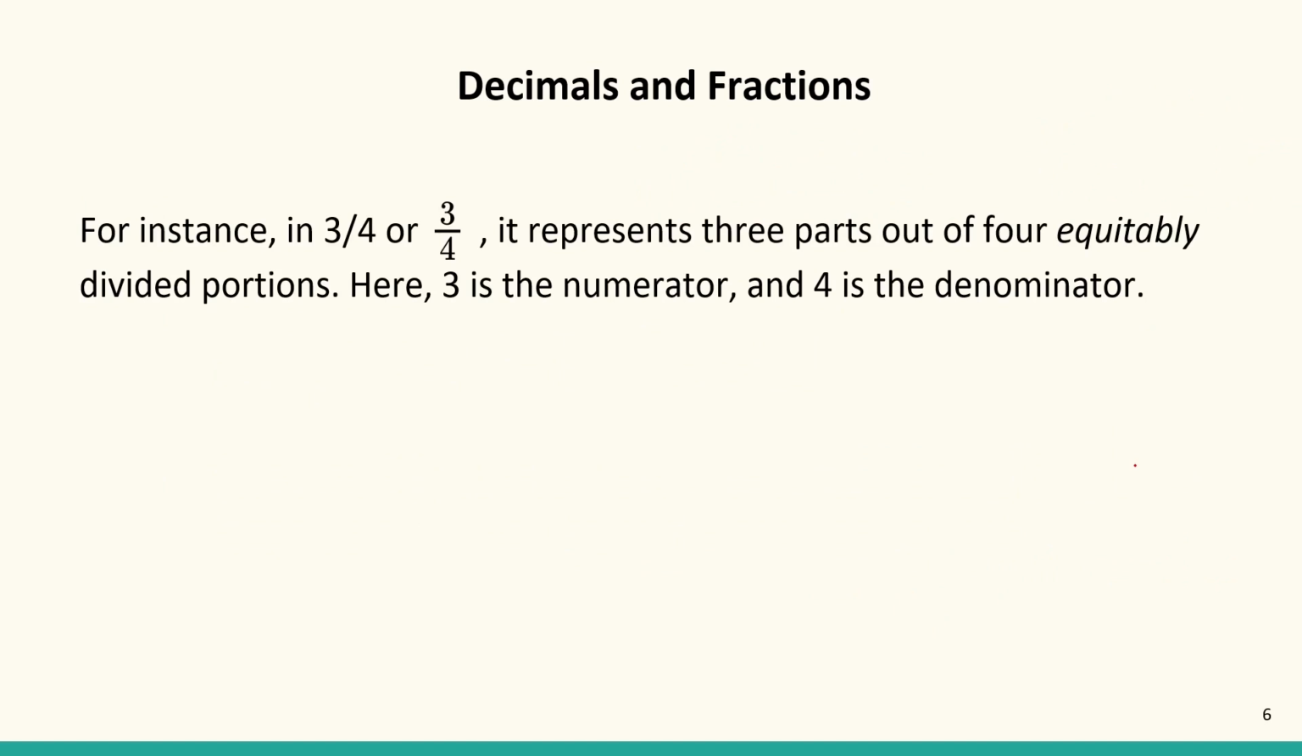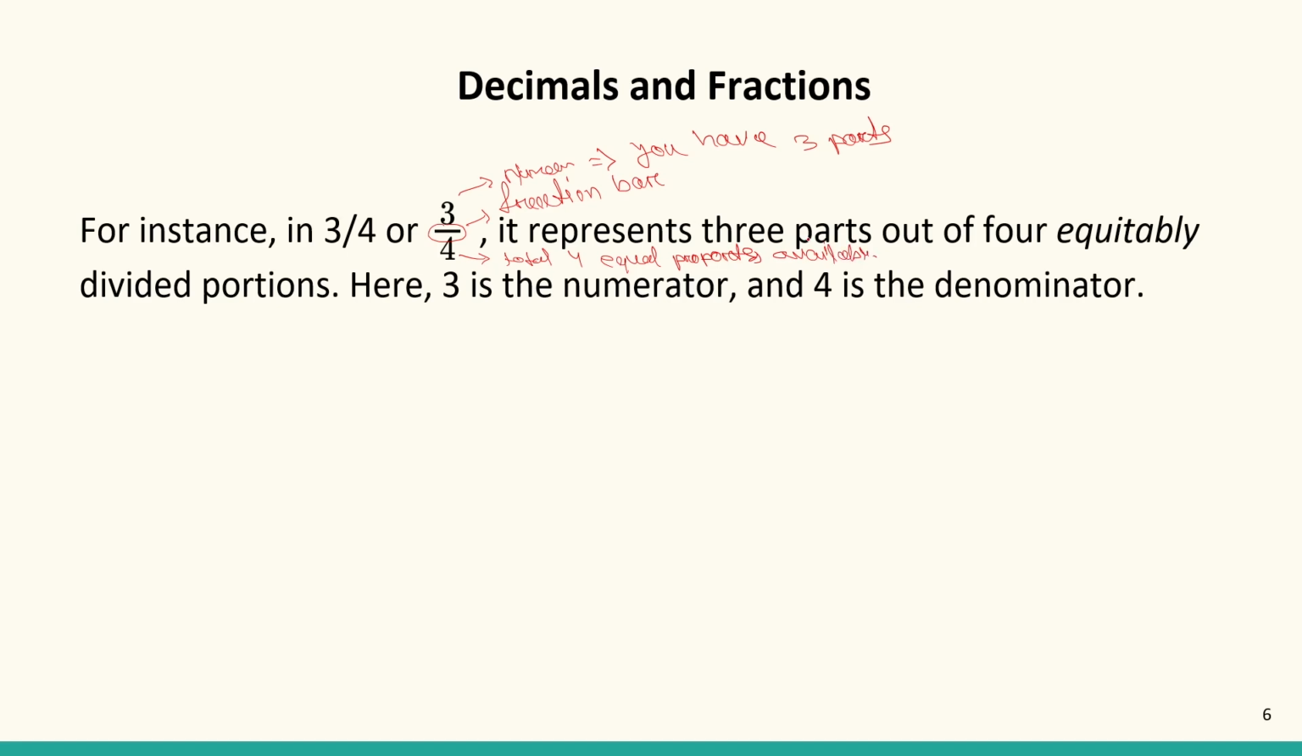So for instance we can see 3 by 4. Here is the fraction bar, and this is the numerator. What it means is you have three parts. And 4 means a total of 4 equal proportions available.